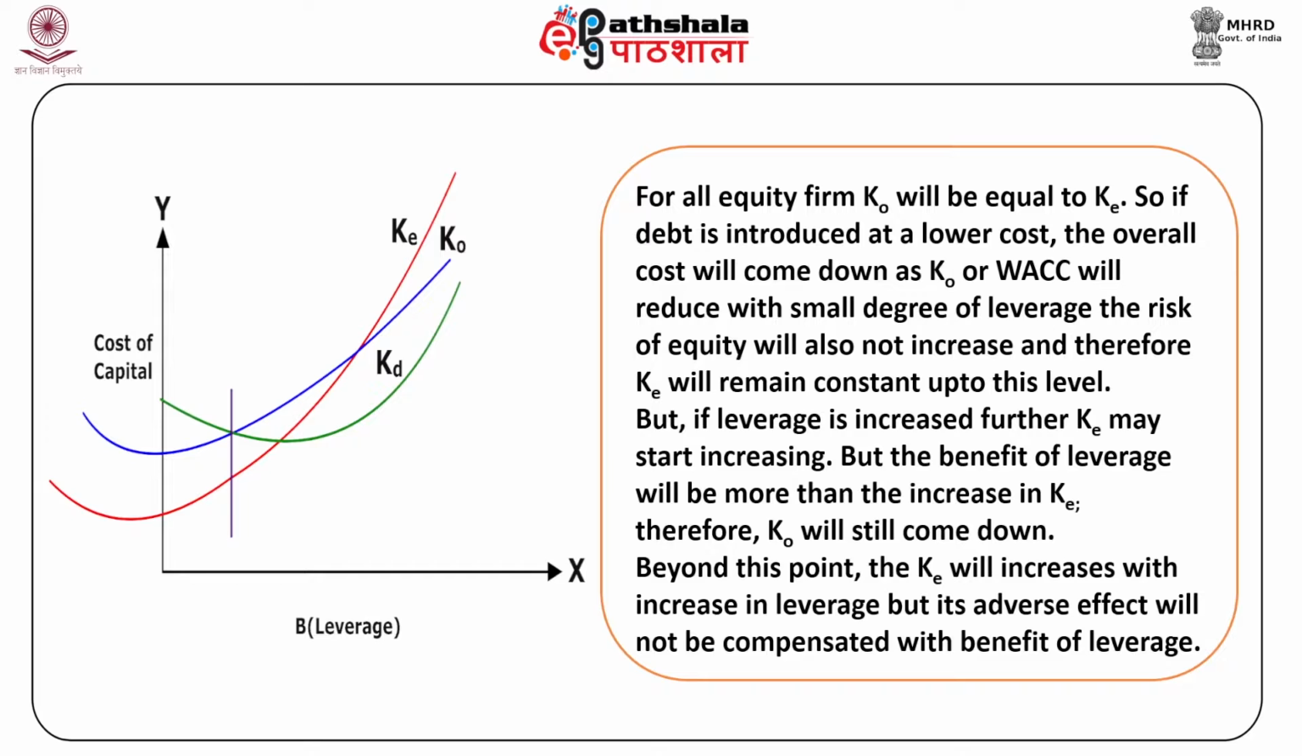But if leverage is increased further, KE may start increasing, but the benefit of the leverage will be more than the increase in KE. Therefore, KO will still come down. Beyond this point, the KO will increase with increase in leverage, but its adverse effect will not be compensated with the benefit of leverage. So at this point, there is no point of raising money through debt as it will increase the WACC, that is KO, and reduce the value of the firm.